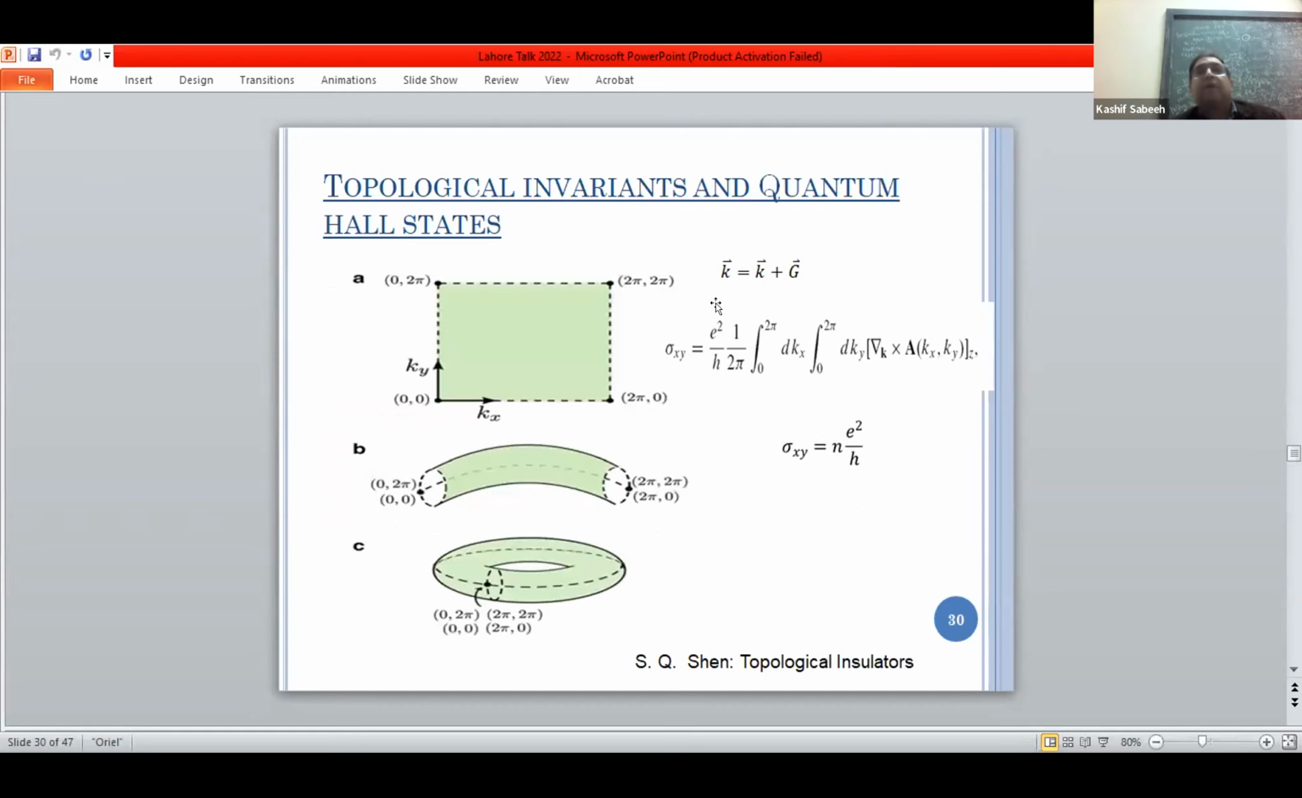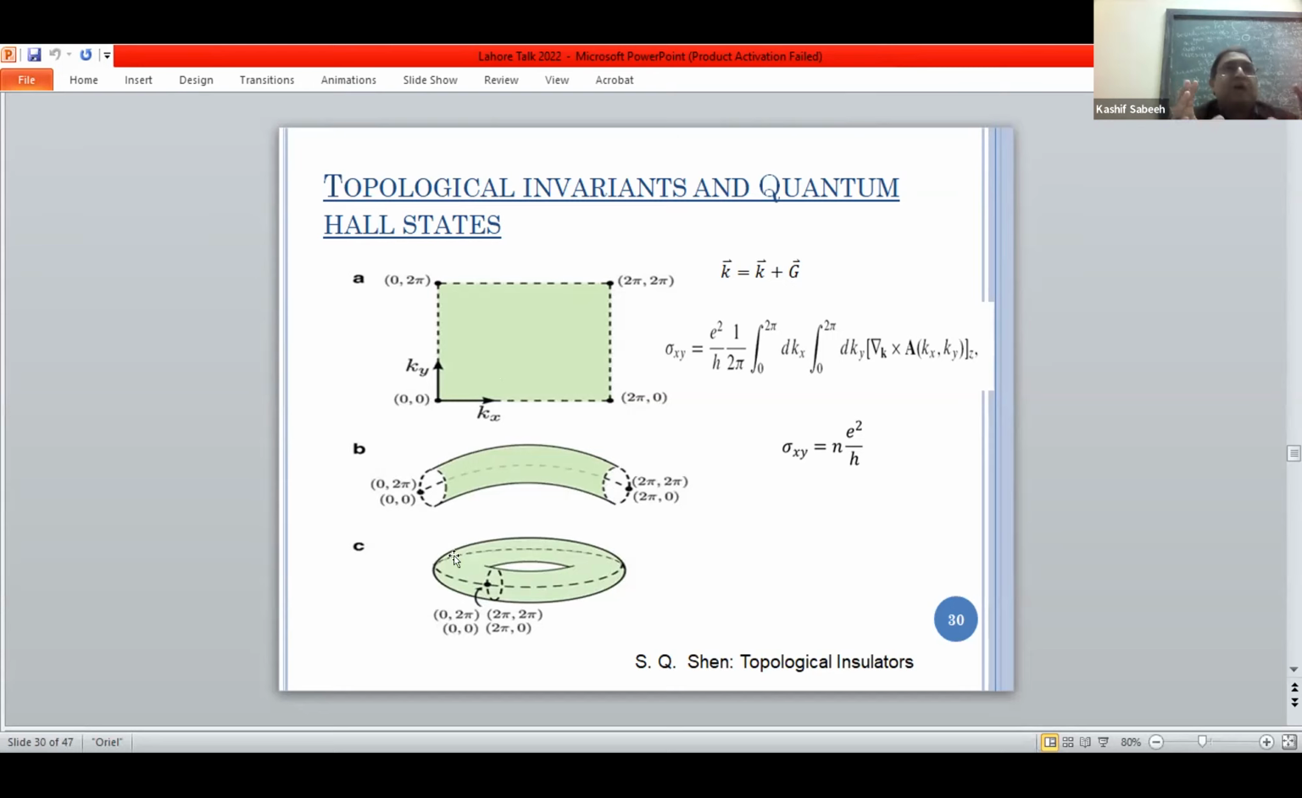To understand that a little bit, let's consider a two-dimensional system, because the integer quantum Hall insulator is a two-dimensional system. Electrons are on a two-dimensional surface. So in that case, one can think of the Brillouin zone as a two-dimensional surface. This is 0 to 2 pi by a, where I've taken a equal to 1, and a is the lattice constant. So you can think of this as a surface. And these points are related by reciprocal lattice vectors, k equals k plus G, where G is a reciprocal lattice vector. So these are identical points. So if you roll this two-dimensional surface and join these points together, what you get is a two-dimensional torus.